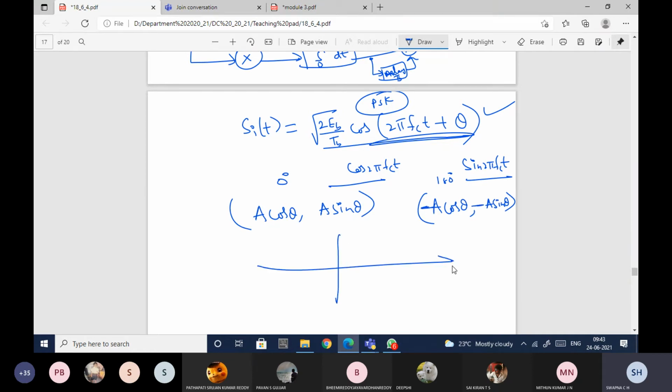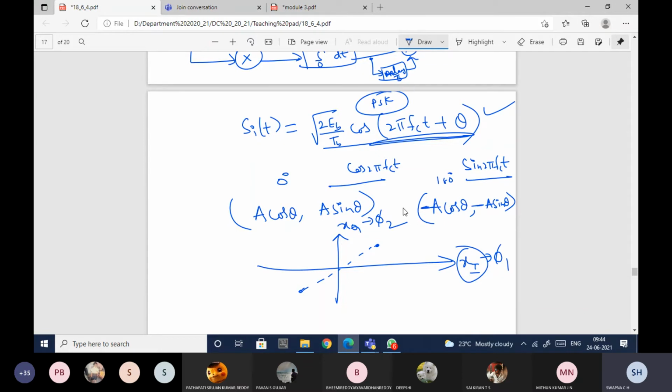When you try to plot the graph, here I can either take xi, xq, or as usual we were taking phi 1 and phi 2. Anything you can take. This just indicates the in-phase component and the quadrature component. So one point you'll get here and the other point you'll get here, and the distance between them will be the same. This is the signal space diagram of your optimal receiver. So this is all related to your DPSK.